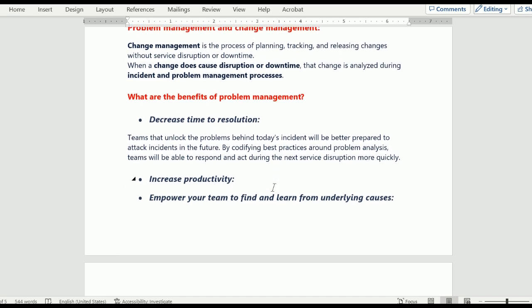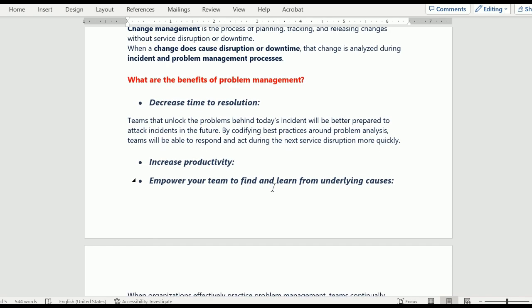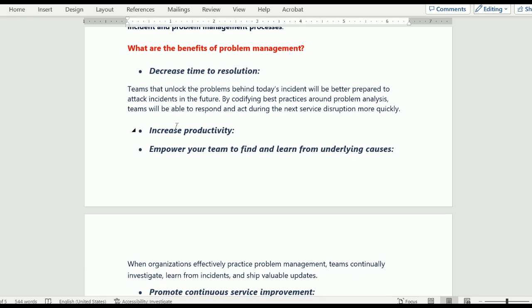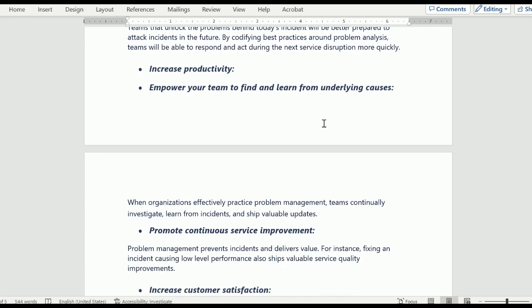And if you see the benefits of problem management, it will decrease the time to resolution. The teams that unlock the problems behind today's call will be better prepared for the attacks in the future, and they will get a better idea about your infrastructure. They will be in a position to solve problems, so that if there is any next service disruption, they will act more quickly and increase productivity. Of course, if you implement these ITIL standards, it will definitely increase your IT team's productivity. So empower your team to find and learn from underlying causes.